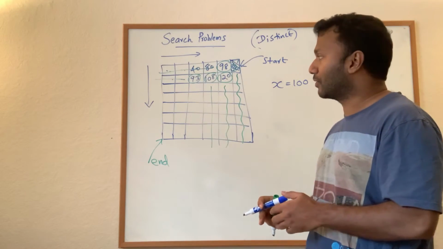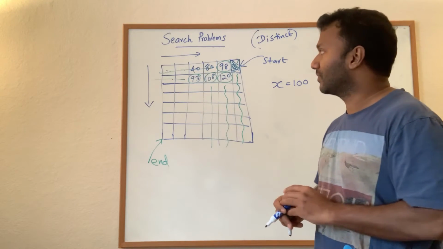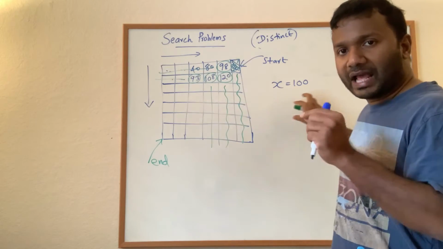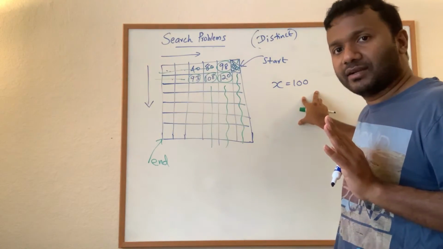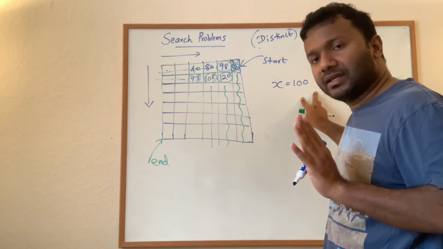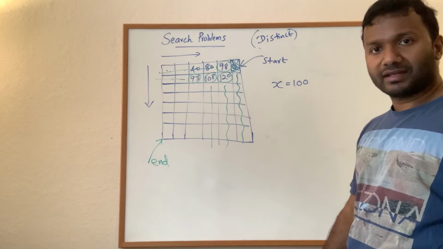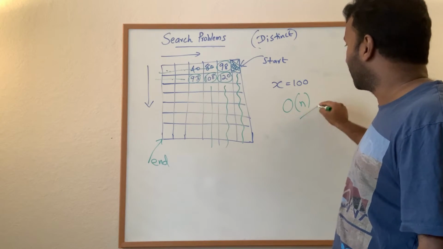Which means we can bound the running time of this algorithm by bounding the total number of moves. If you observe here, our algorithm is moving only towards the left side or towards the downside. So how many times can you make moves to the left? N times. And how many times can you move towards the down? N times. So the total time complexity is big O of N.